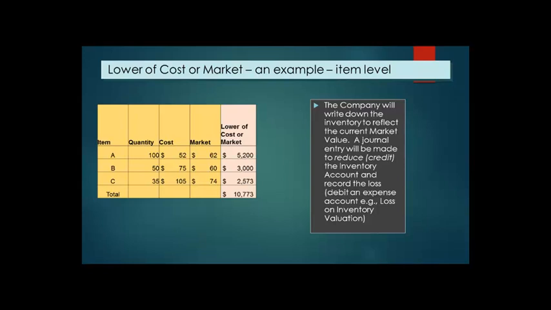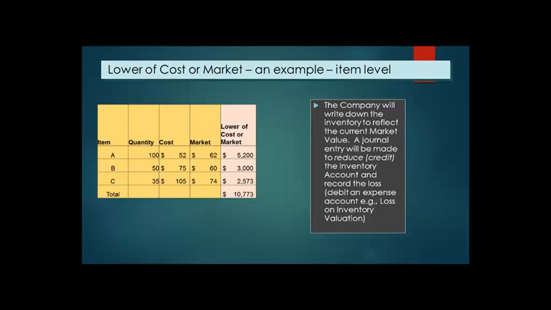Product B and C are a different story. You can see the price went down for both of these. Product B had a loss of $15 a unit. So we're going to value this inventory at $60. 60 times 50 is $3,000. We're going to revalue product C at 74 times 35, which is $2,590. So our new value of our inventory is $10,790. So we did take a write down of $15 times 50 and $31 times 35. So the company will write down the inventory.